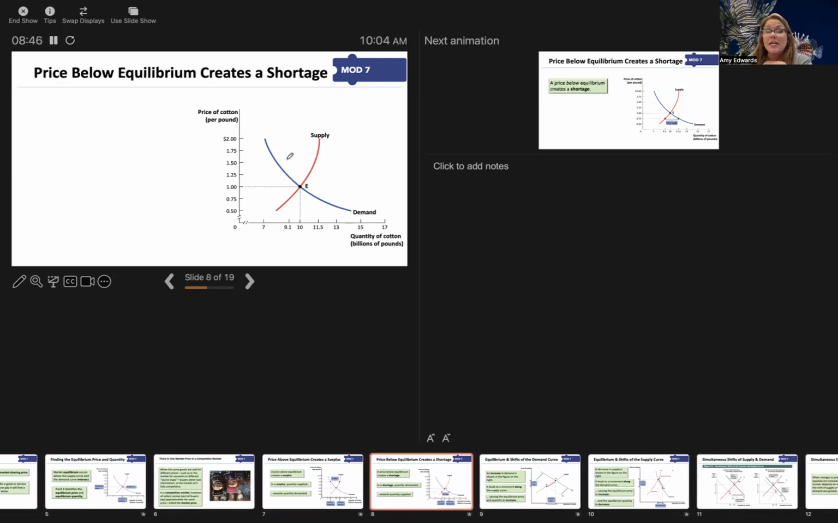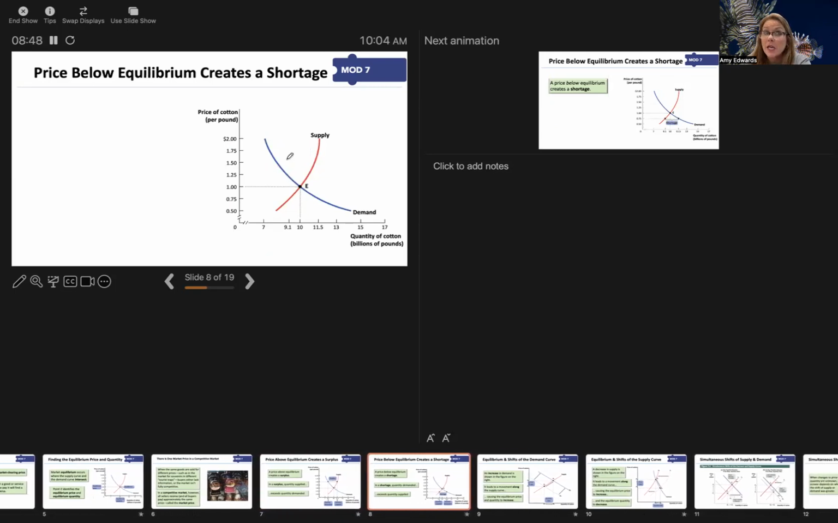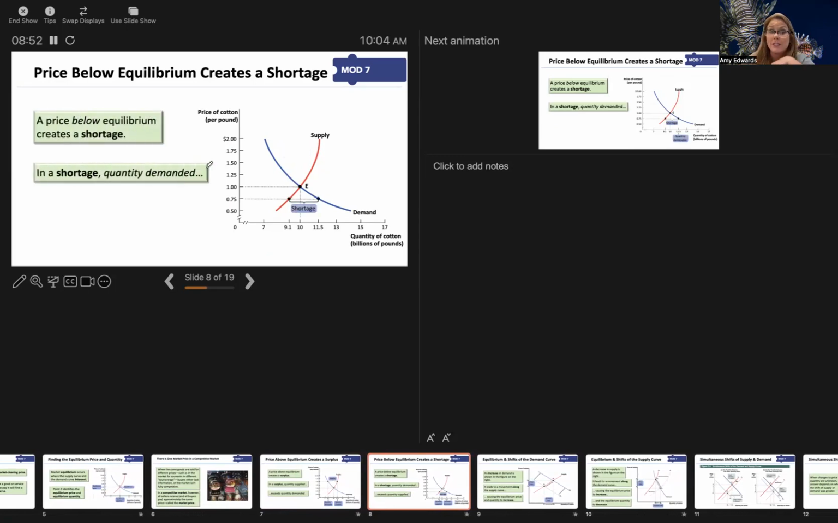So now let's go to setting the price below equilibrium. This is going to create a shortage, and you can see it here. When you lower the price, what do we as consumers want to do? We're going to be like, oh yeah, now I want to buy it. It's cheaper. I have the money. I can afford this. Maybe if it's a TV at $400, I can't afford it, but you drop it down to $200. Okay, now I make enough money for $200.